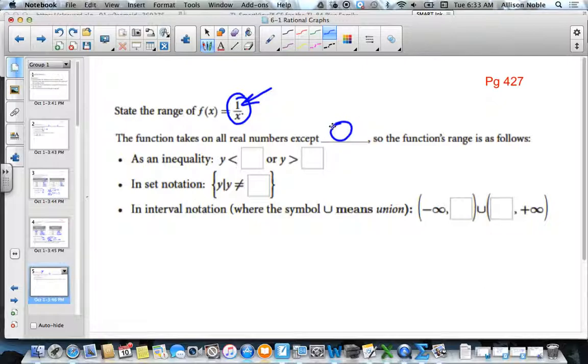So the function's range is as follows. You could write it as an inequality, so y is less than 0 or greater than 0. You could write it in set notation, the set of all y's such that y cannot be equal to 0. And in interval notation, where the symbol U means union, negative infinity to 0 with a parenthesis, union, parenthesis, 0 to positive infinity. So the domain is every number except for 0, and the range is also every number except for 0.